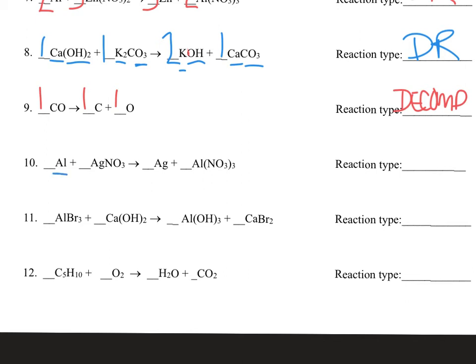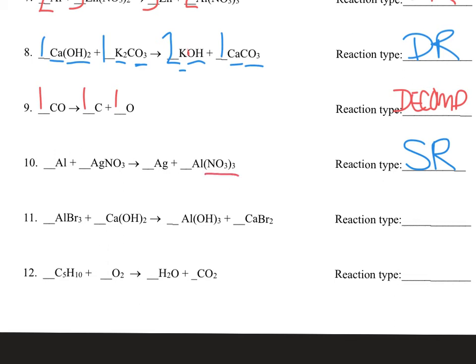Number 10, you have aluminum all by itself. And then all of a sudden you have silver by itself. So it looks like aluminum kicked silver out. We know when you have a loner that's trying to kick another one out of a compound, we call that a single replacement reaction, or SR for short. So now all that's left to do is balance this out.